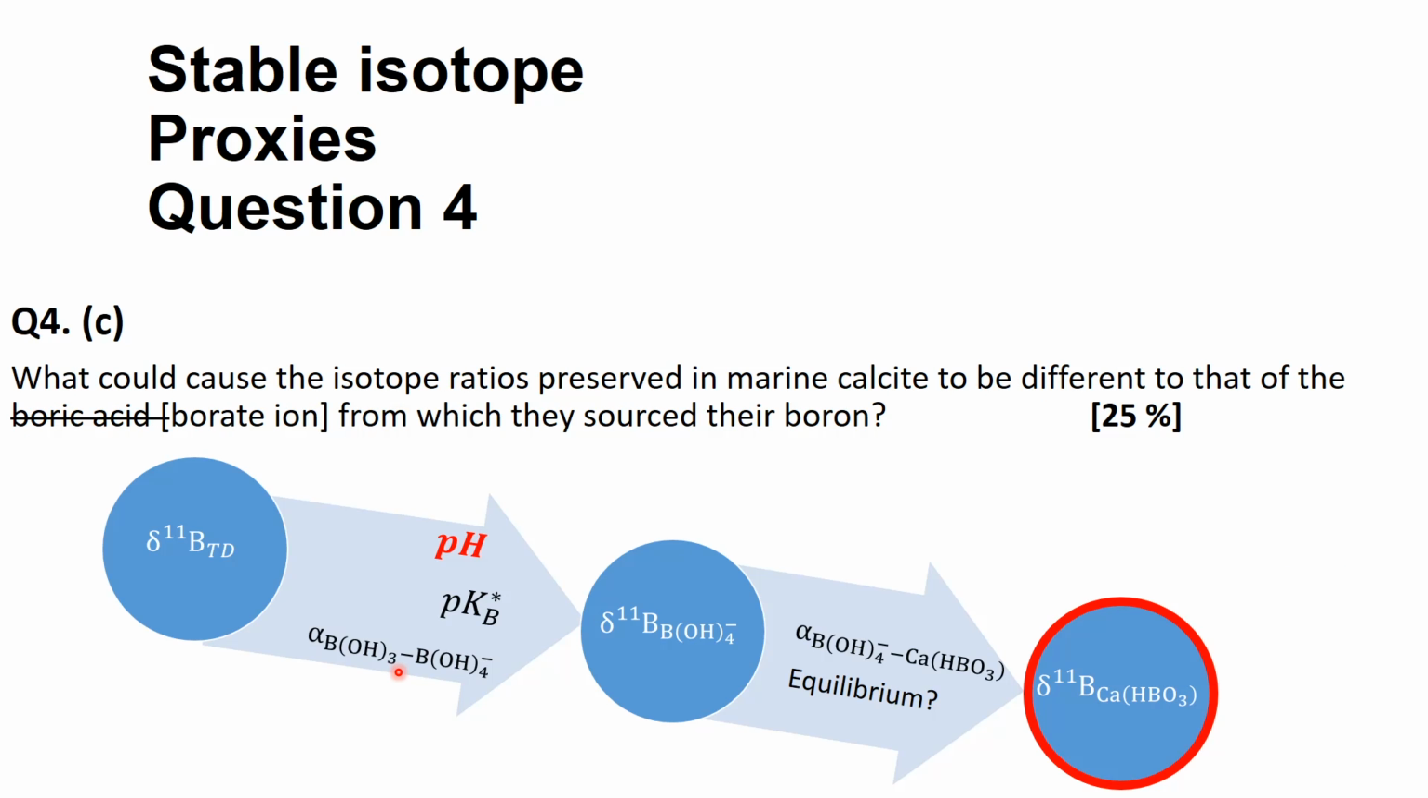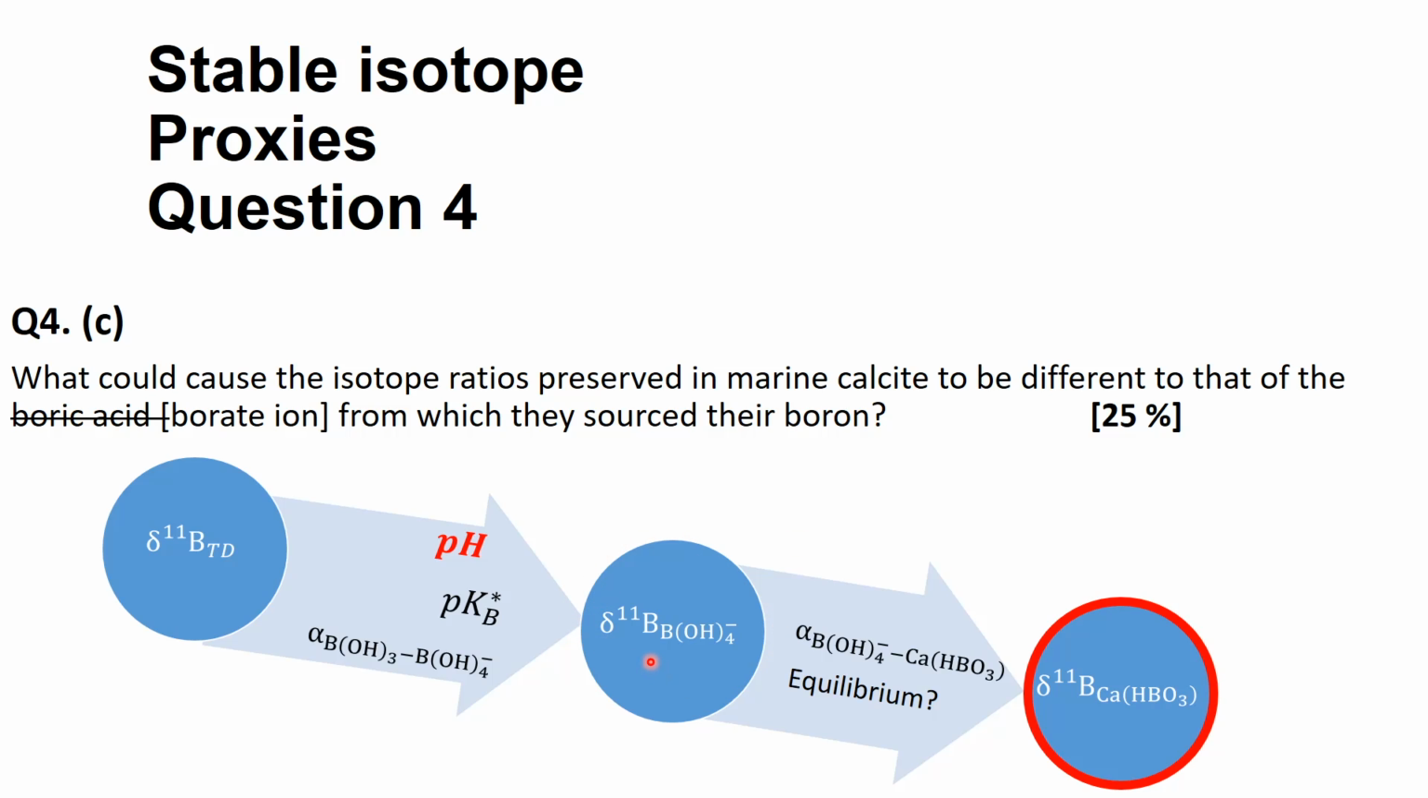So what we're looking at here is we have shown that the boron isotope composition of the borate ion is a function of the ocean pH. Now what the question is really asking is, if we're taking boron from the bulk ocean, fractionating it into one of the boron species in the ocean, in this case the borate ion, and then some of that boron gets incorporated into calcium carbonate, why would this isotope ratio be different from this isotope ratio?